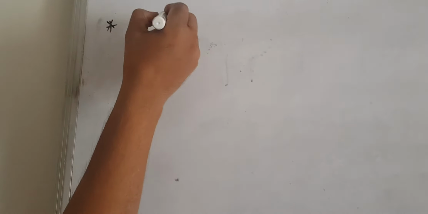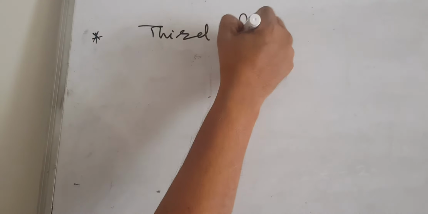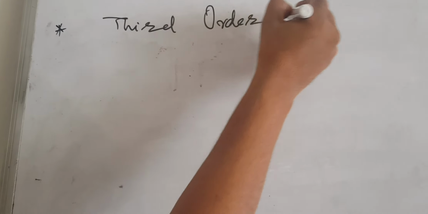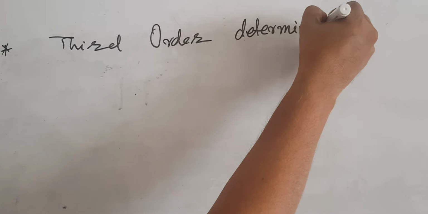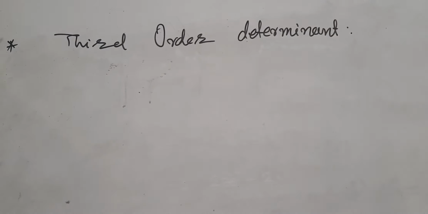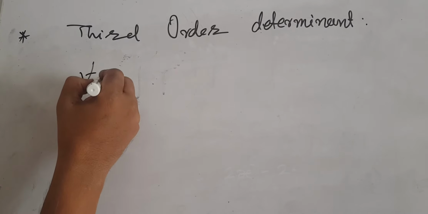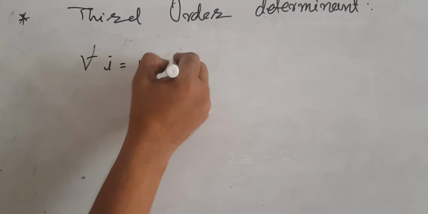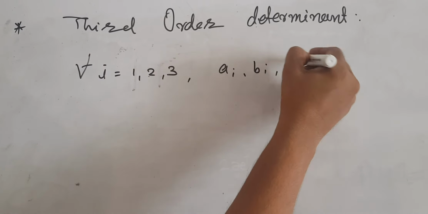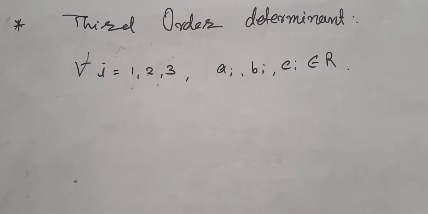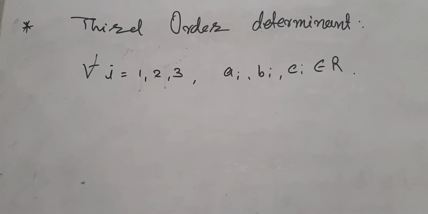Next, you can say third order determinant. Suppose, for every i equal to 1, 2, 3, ai, bi and ci belong to R, given.